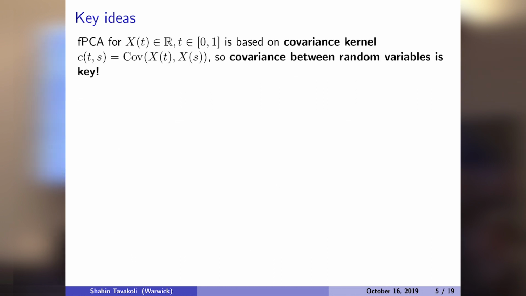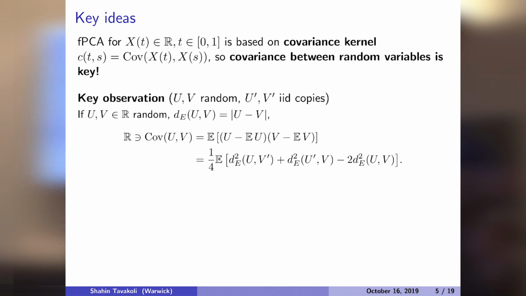I saw Hans's slides, and I thought he managed to somehow get my slides before I finished them. So essentially, I'm going to go back over what Hans said, but I'm going to point out a couple of things. If you have real valued functions, so x of t is real valued, then the covariance kernel, which is really the workhorse for PCA, is C of t, s, the covariance between x at time t and x at time s.